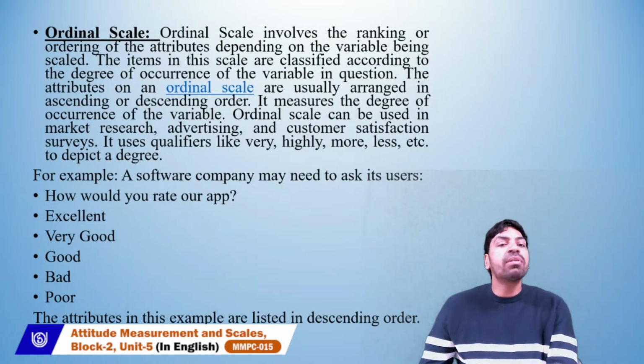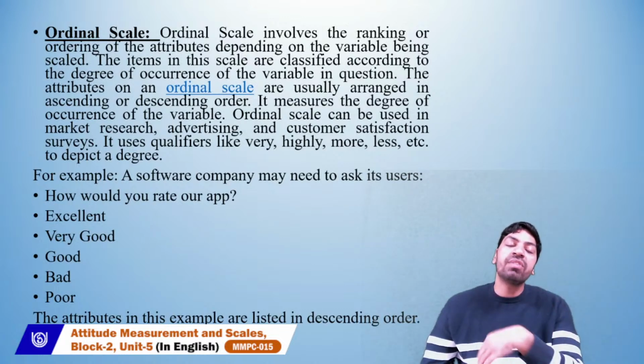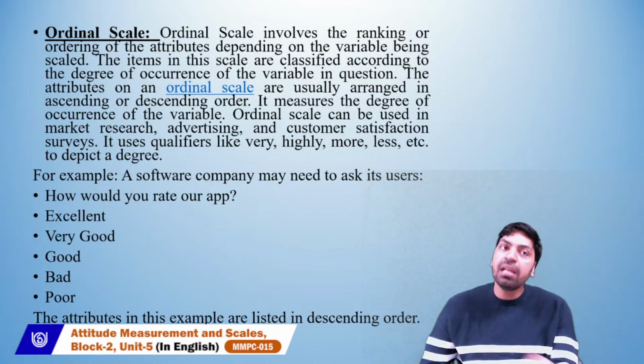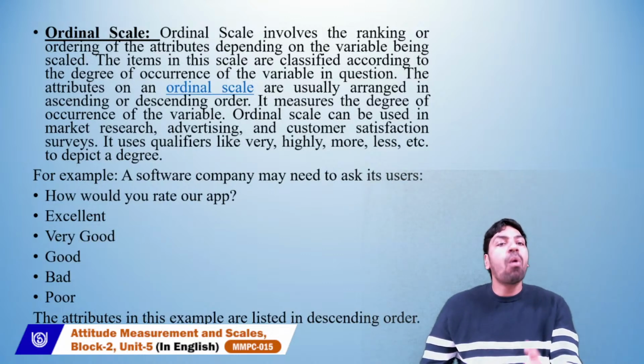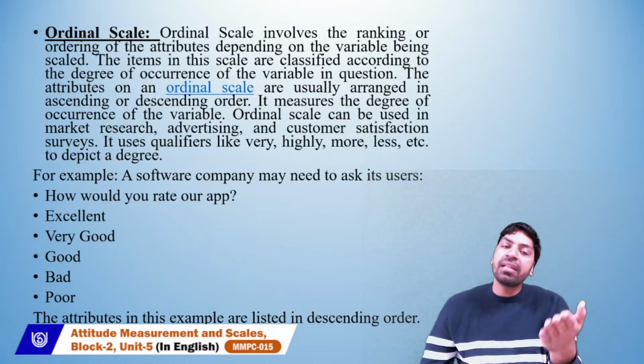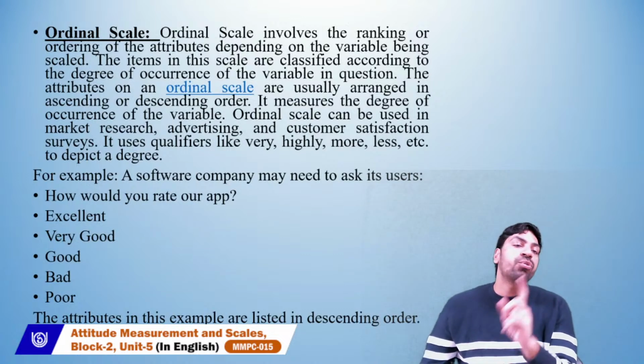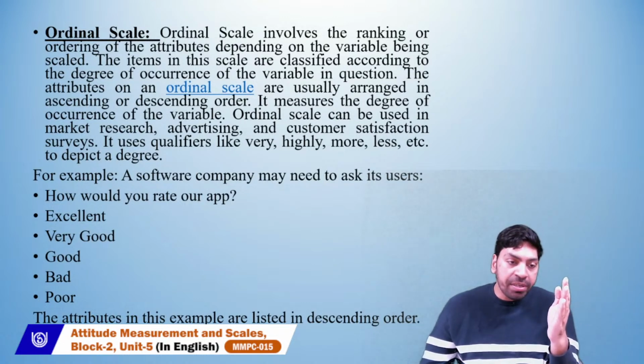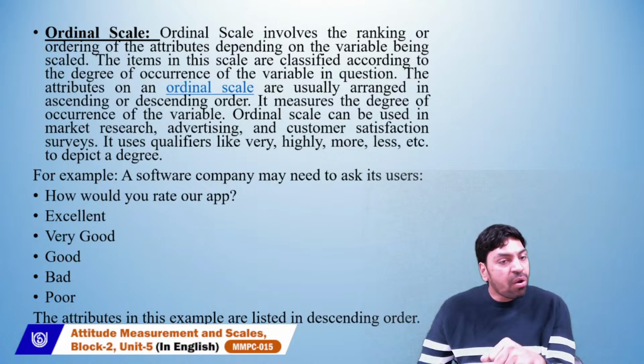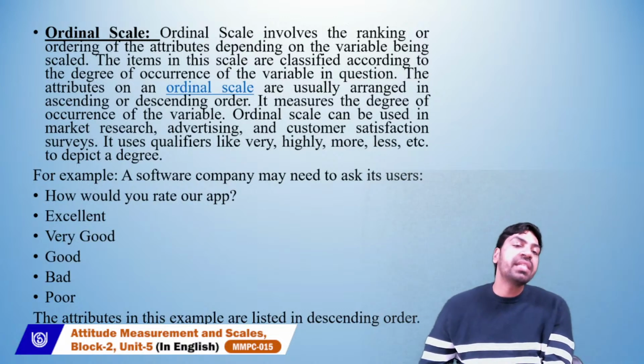If we talk about categories and numbers, we're talking about the nominal scale. The ordinal scale only deals with the ranking or ordering of the attributes, and this example refers to an ordinal scale. The order could be descending or ascending, and that becomes the ordinal scale.